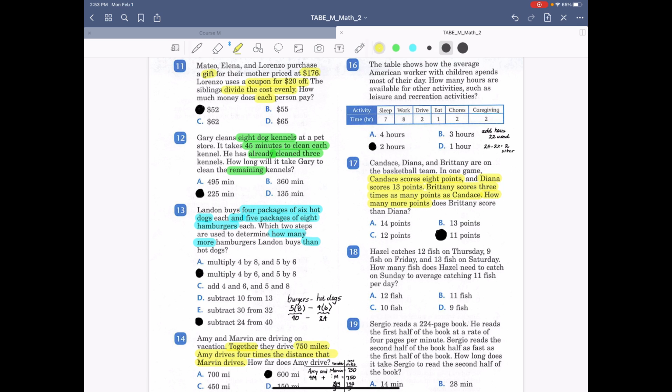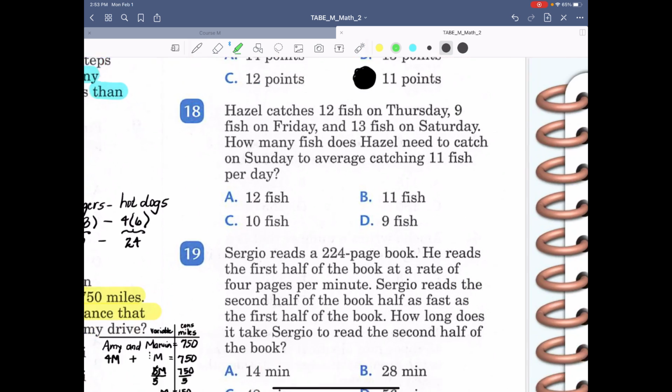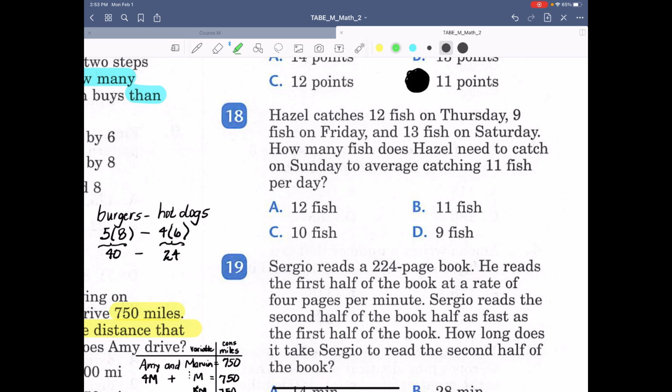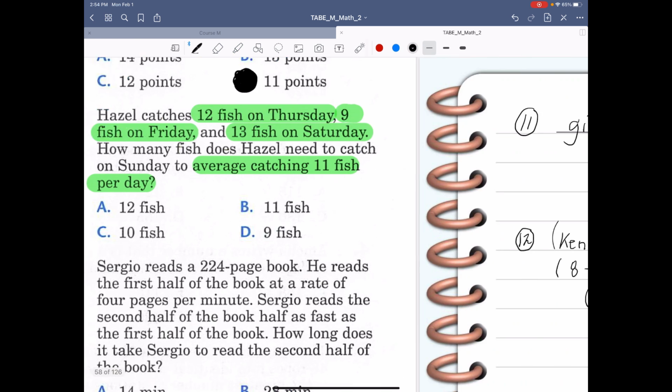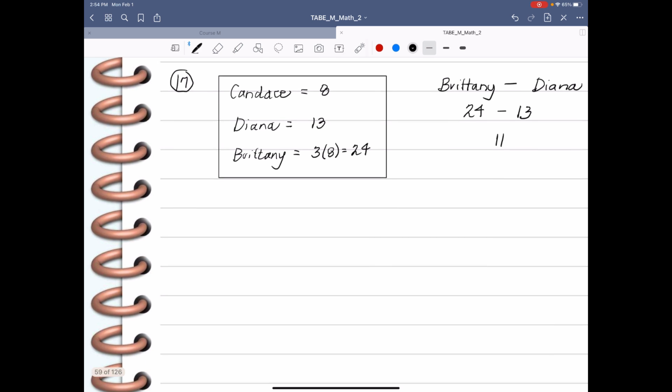Number 18. Hazel catches 12 fish on Thursday, 9 fish on Friday, and 13 fish on Saturday. How many fish does Hazel need to catch on Sunday to average catching 11 fish per day? So I need some scrap paper for this one.